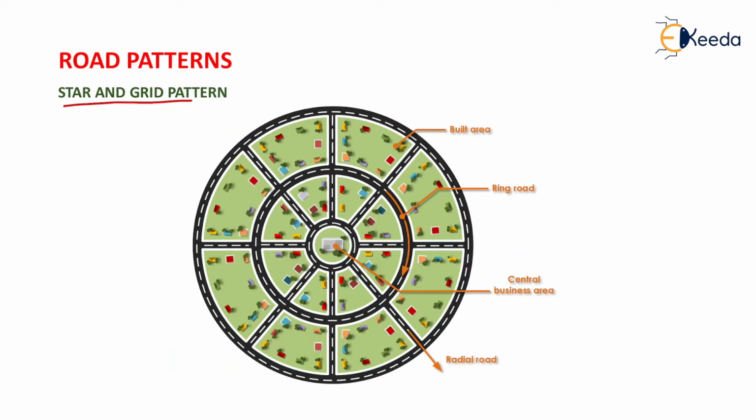Now the next one is the star and grid pattern. In the star and grid pattern we generally keep the business area in the center portion, and near the business area we generally keep the built area, which is shown here. Now these roads are known as ring roads, and these roads emerging in the radial directions are known as radial roads. We generally keep the business area in the center portion so that it will be connected from all the ring roads as well as all the radial roads. In the Nagpur road plan, generally the star and grid pattern is used.